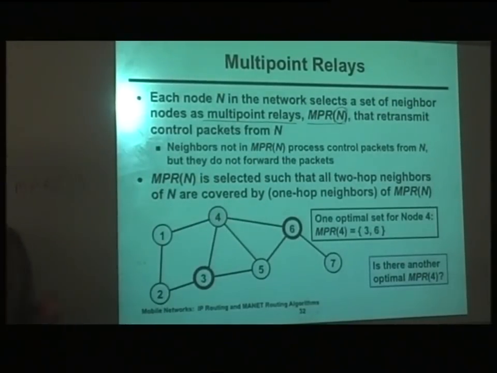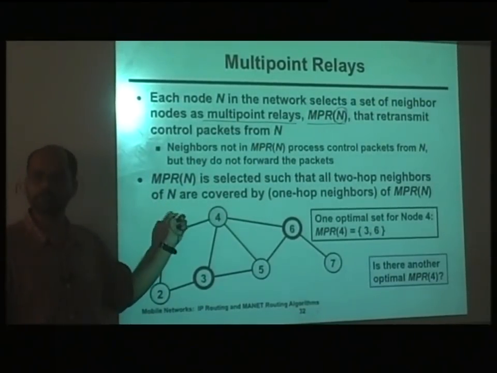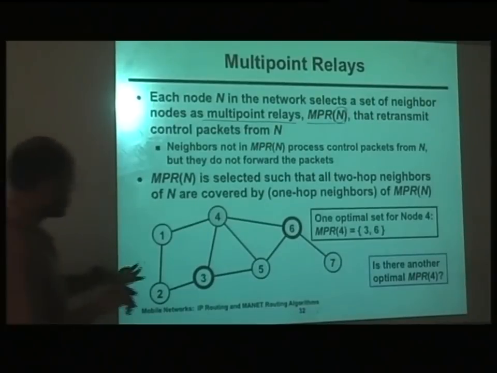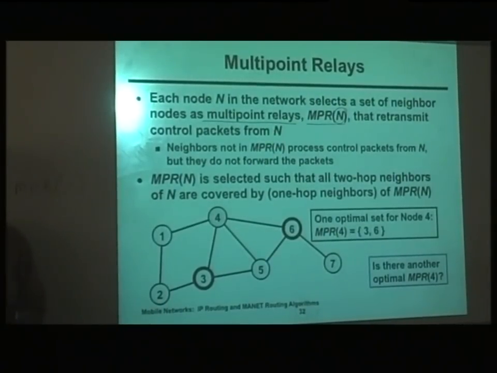So this is what is coming to his question. How do we select MPR of any node? You can tell me in simple English, intuitively, in simple English, what does it mean?